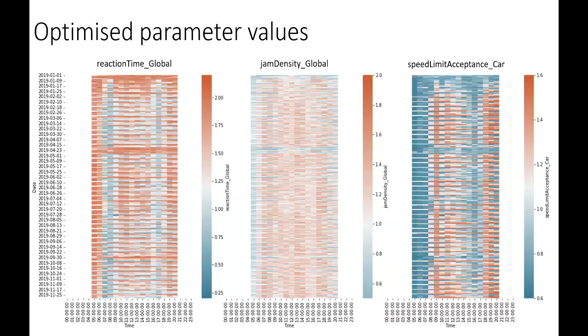And we can see some clear patterns emerging, right? So we've got reaction time density, jam density, and speed limit acceptance. We've got patterns throughout the weekly cycle, right? There seems to be a clear weekend and then the week. Patterns throughout the day: the reaction time is lower in the mornings and the afternoons. It's a bit higher in the middle of the day, right? So that's reflecting the peak.